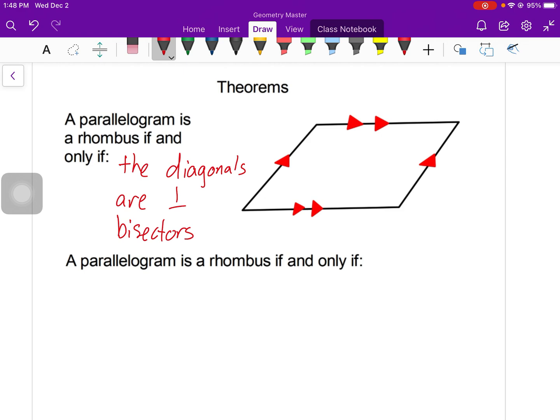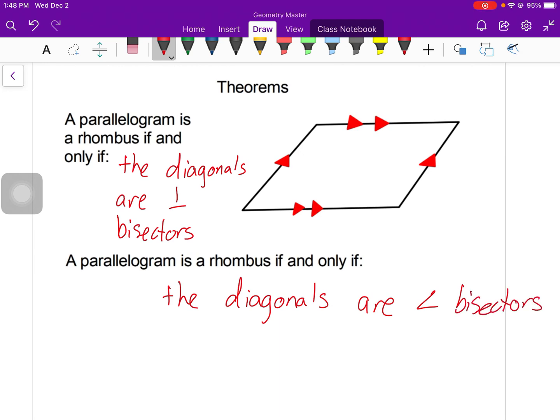So a parallelogram also has another one. It's a rhombus if and only if the diagonals are angle bisectors. So let's draw this out and kind of see what's happening. So with our diagonals, we know based off of the notes from last time that they are segment bisectors of each other. So we get that for free.